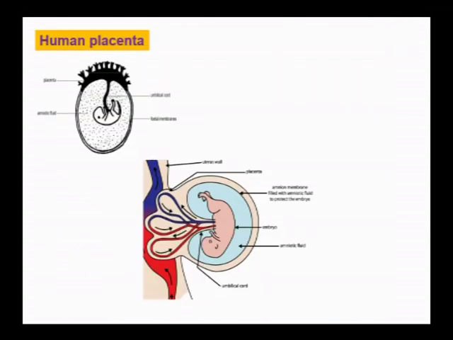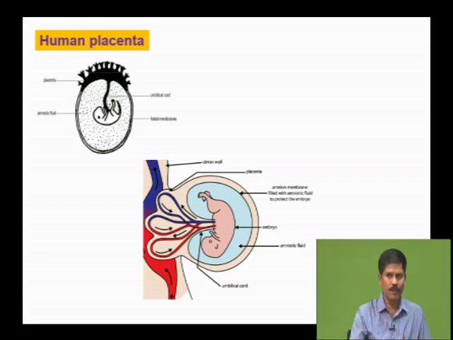Human placenta: the very important stage in the development of the human embryo is the formation of placenta. So placenta formation is a vital stage in embryonic development in the case of human beings. Why placenta? You know, morula develops into blastula, blastula develops into gastrula and undergoes further development.